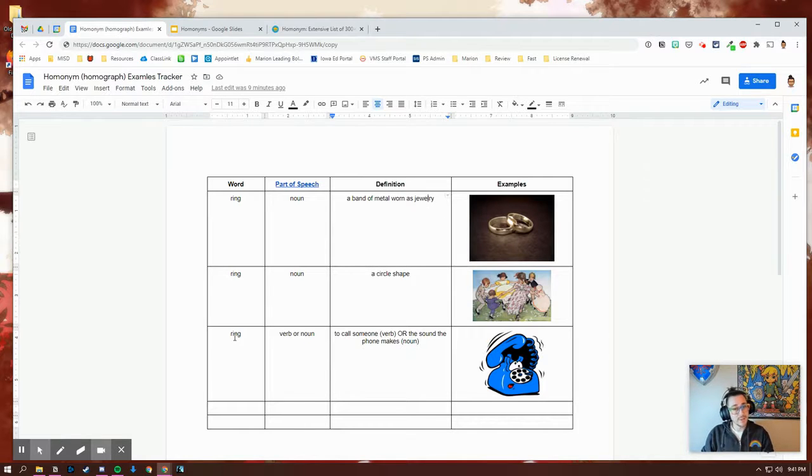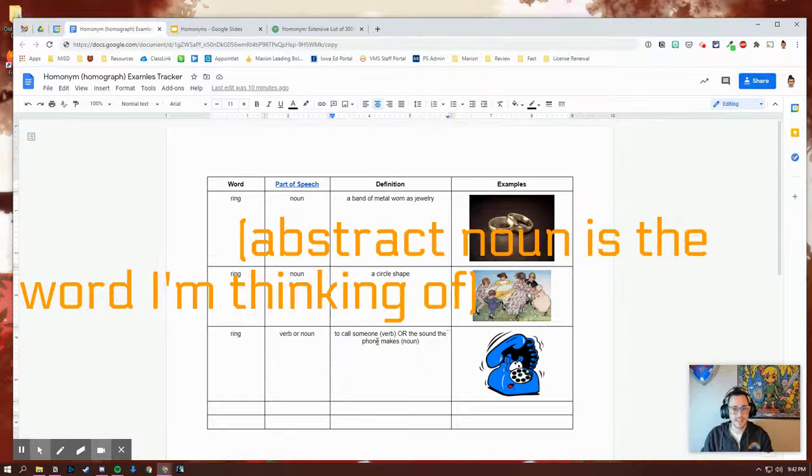And then I bet you can think of a third definition, even though we don't have a sample sentence, but how about ringing someone on the phone? In this case, it could be a verb or a noun. So you would call someone, that'd be the verb, or the sound the phone makes is actually a noun. It's a thing. The sound is a thing. It's kind of like a thing you can't touch.